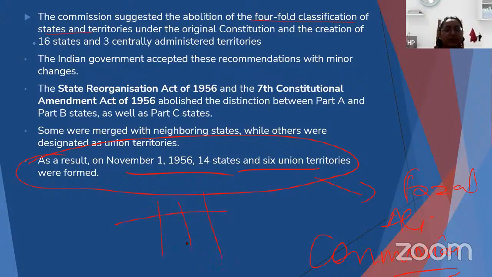Next, it also suggested that the four-fold classification को हमें annul कर देना है, हमें इसे abolish कर देना है, Part A, Part B, Part C और D को, which were created under the original constitution, and the creation of 16 states and 3 centrally administered UTs.